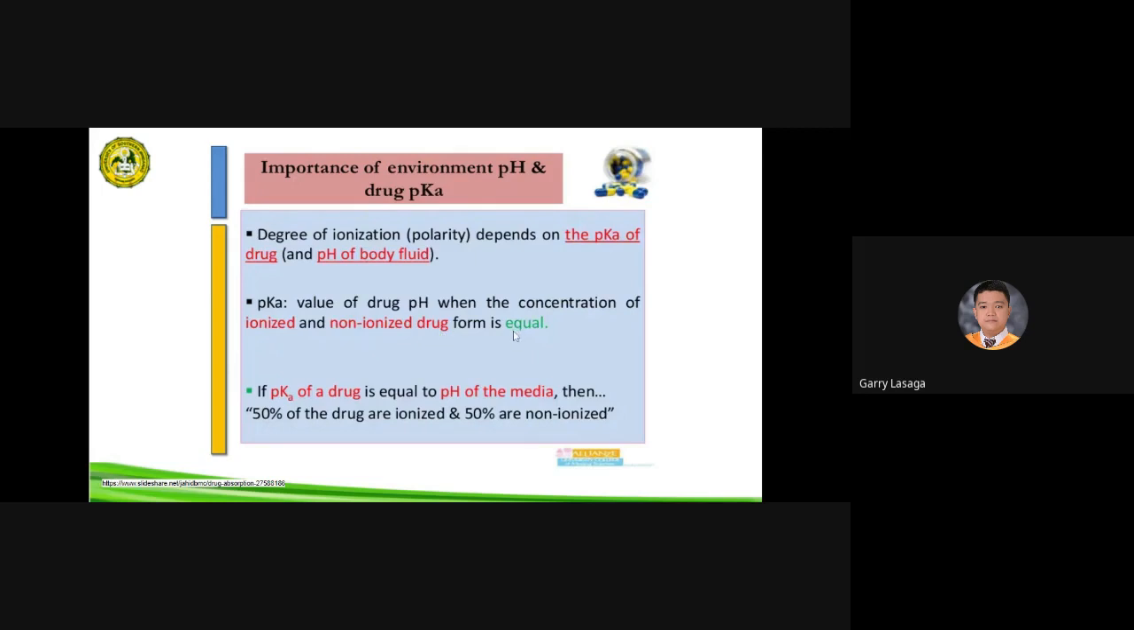If pKa of a drug is equal to pH of the media, then 50% of the drug are ionized, 50% are non-ionized. So for example, aspirin has a pKa of about 3.8. So at this pKa, the proportion of the ionized and the unionized form of the aspirin is equal.